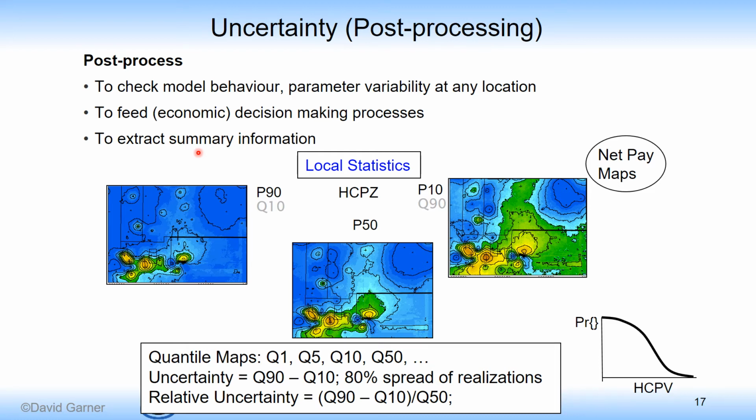So here's just showing how we might have net pay thickness maps, and from low to high, and here's a P50. So these are useful, coming up with quantile maps and looking at the kind of spread of uncertainty that we might encounter.